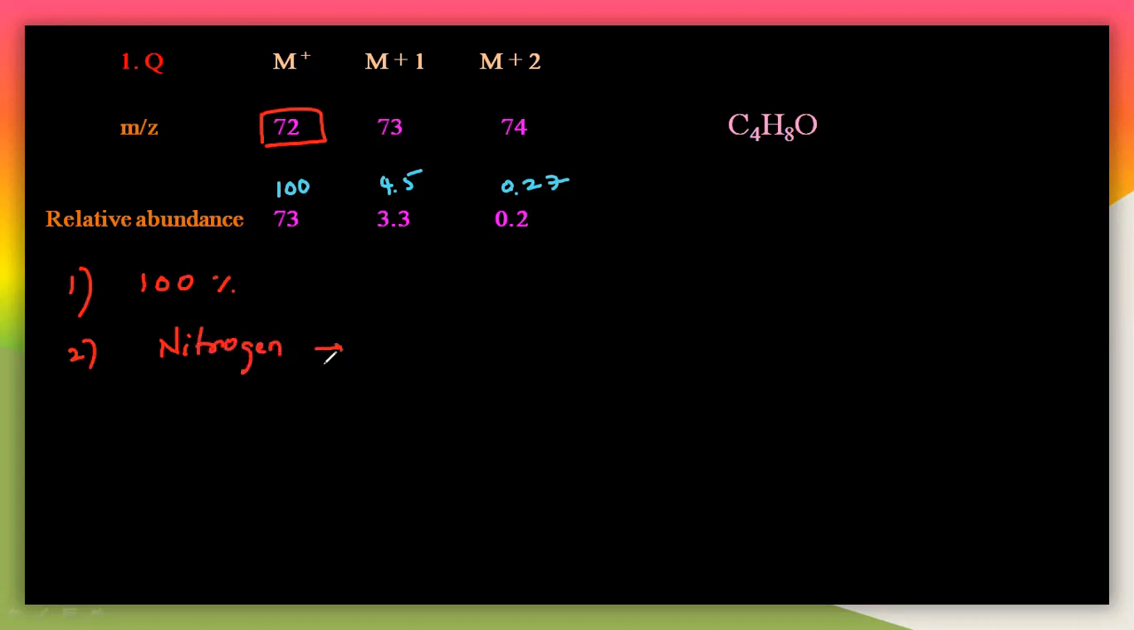So okay, very good, we have already applied the nitrogen rule and it is even here. So even here it means that the nitrogens may be 0, 2, 4 like this. So it may be even like this.